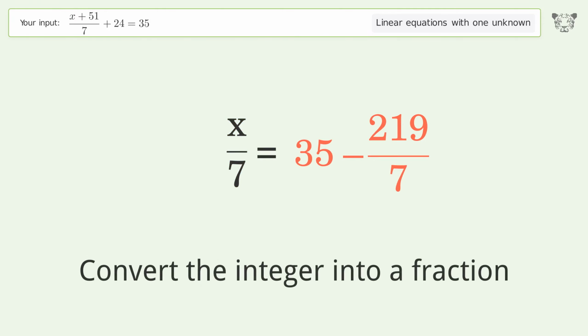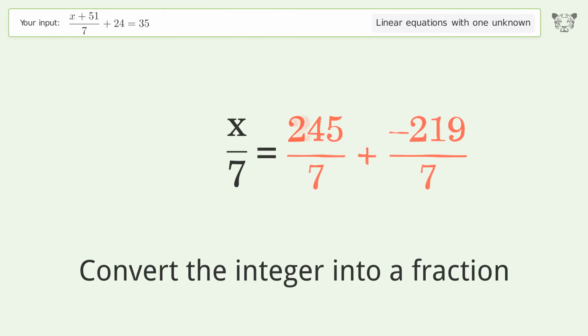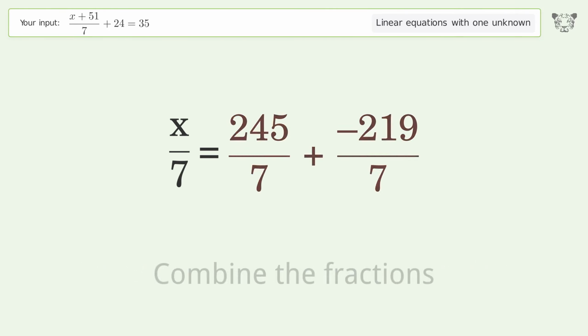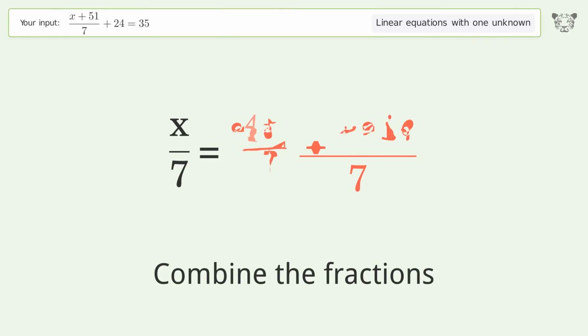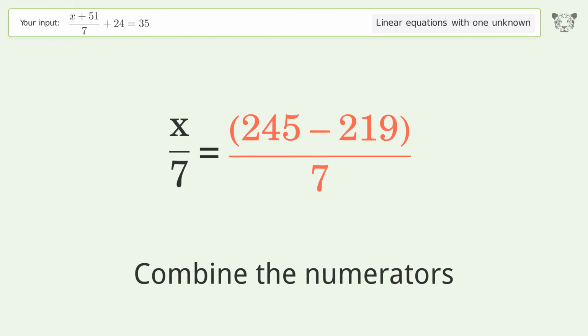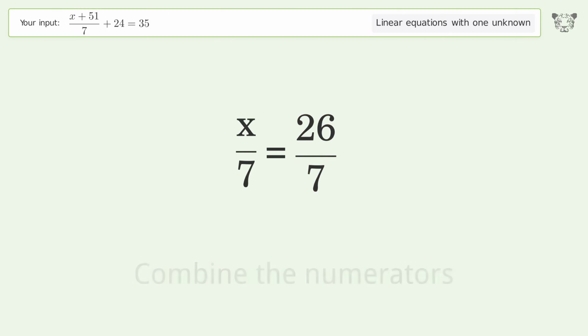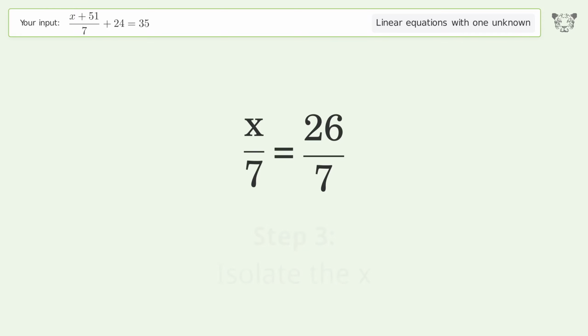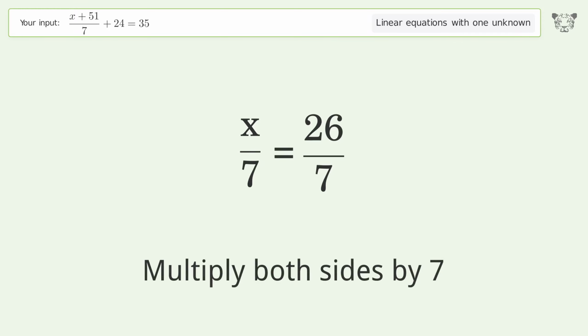Convert the integer into a fraction. Combine the fractions. Combine the numerators. Isolate the x. Multiply both sides by 7.